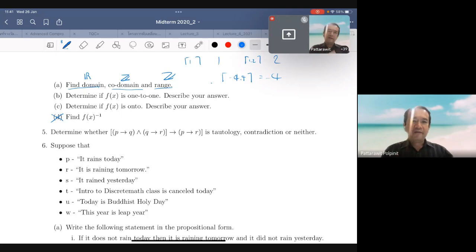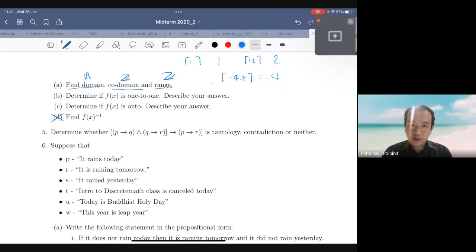Determine if f of x is one to one. Many people say this is very hard. What is one to one? So basically, if f is not one to one, we just have to find one example: two numbers that when you plug into the function f you get the same result. That is not one to one.